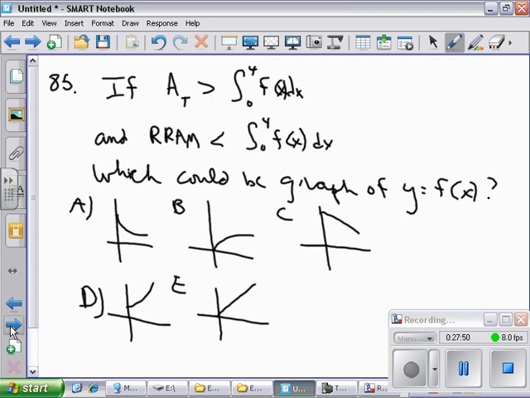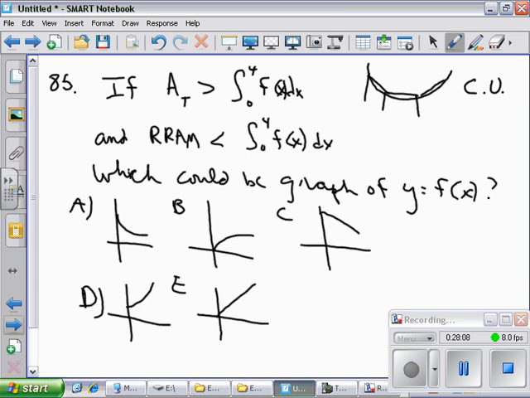With trapezoids, under or over is determined with concavity. If trapezoids give you an over approximation, it means the function's got to be concave up, right, for the trapezoid tops to be above. So from that, we get concave up.